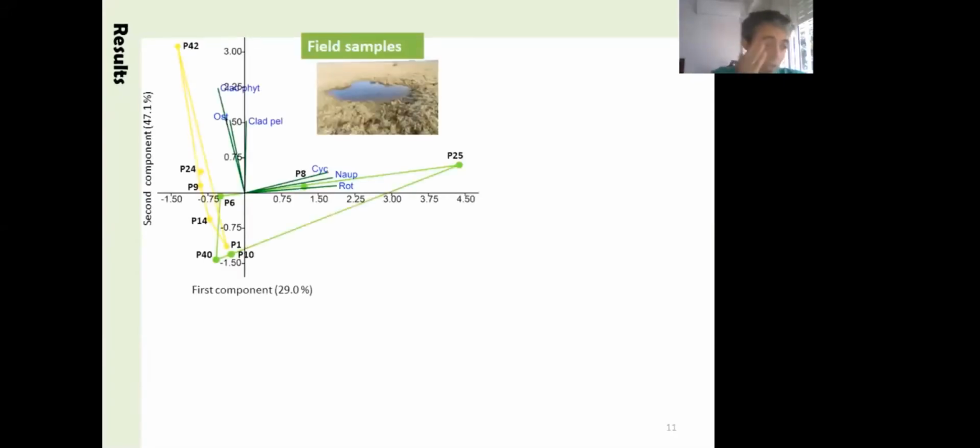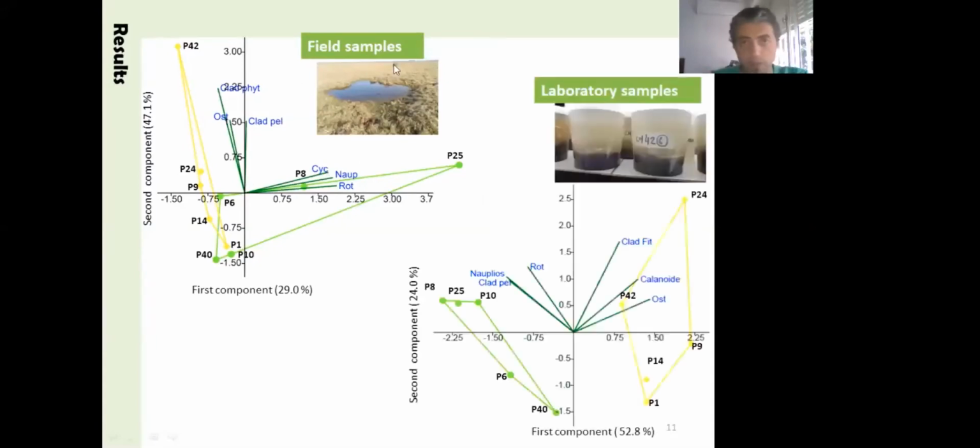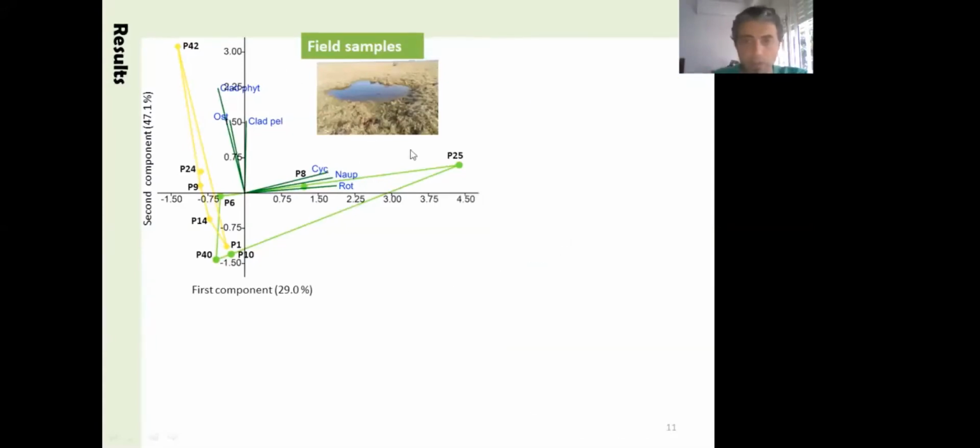So I will present some results. First step, we performed an indirect ordination analysis, a PCA, and we can see that between the 2 axes, more than 75% of the variance was explained. We can see two groups here with the field samples. These are field samples. We can see two groups.